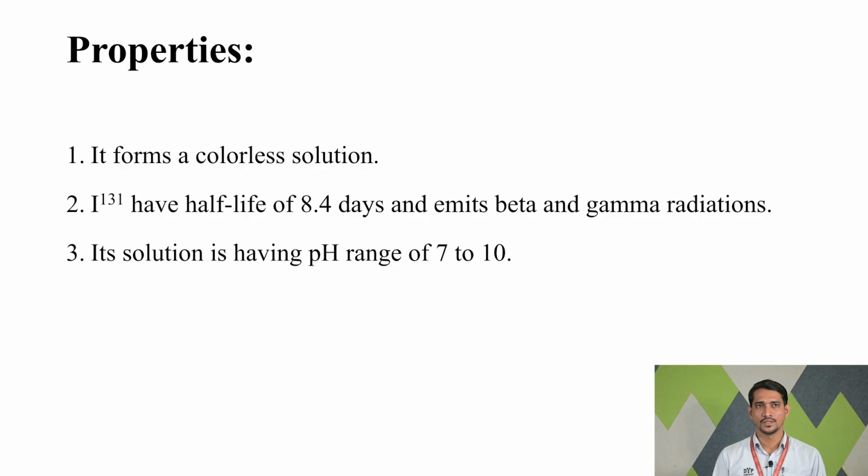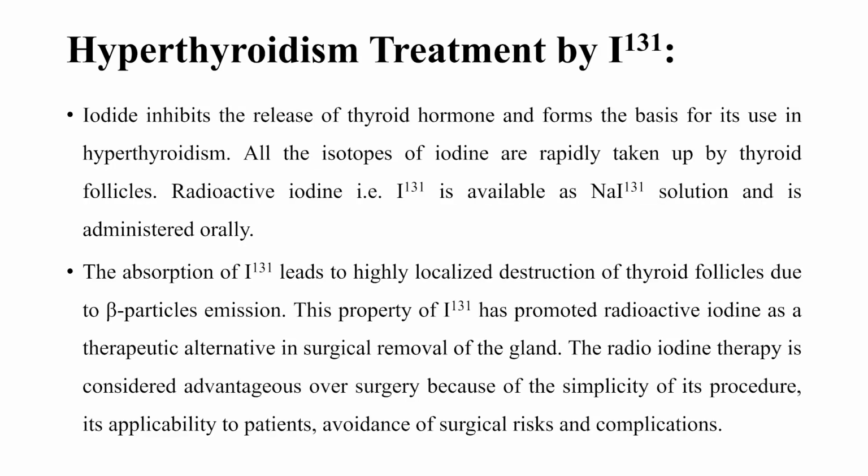There are some properties: it forms a colorless solution when we dissolve it in a particular solvent. Iodine 131 has a half-life of 8.4 days and emits beta and gamma radiations as well. Its solution has a pH range of 7 to 10, that is, it is basic in nature. In the treatment of hyperthyroidism, we also use iodine 131. Iodine inhibits the release of thyroid hormone and forms the basis for its use in hyperthyroidism.